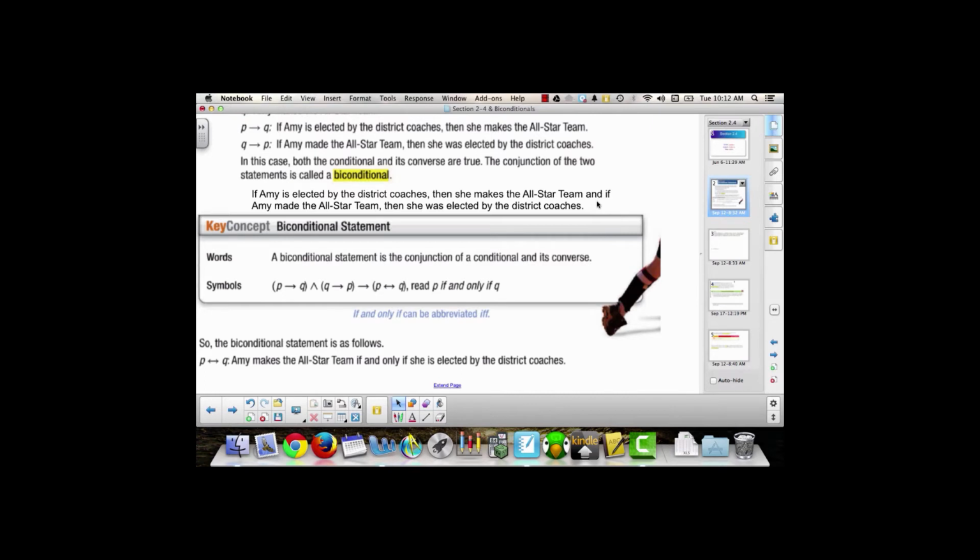Since in a conjunction, both statements have to be true in order for the whole statement to be true, the converse and the conditional itself must both be true in order for a biconditional to be true. The symbol for a biconditional shows the arrows going both ways to show us that the biconditional means if P then Q and if Q then P, shown here. You will also see if and only if abbreviated as IFF.